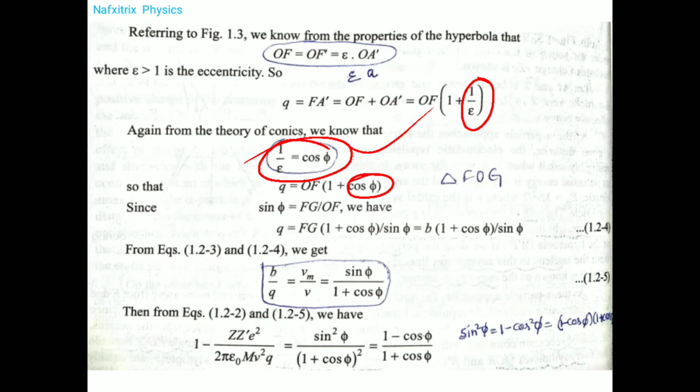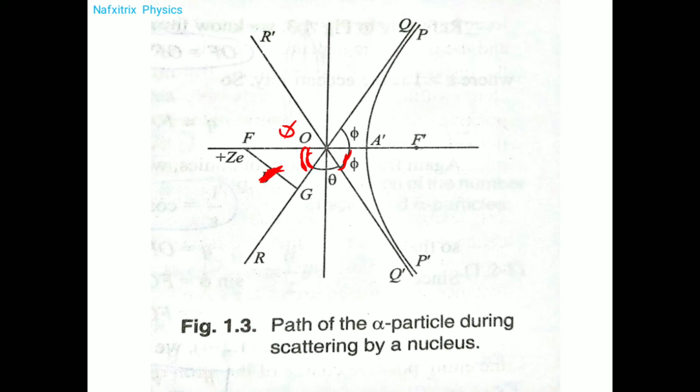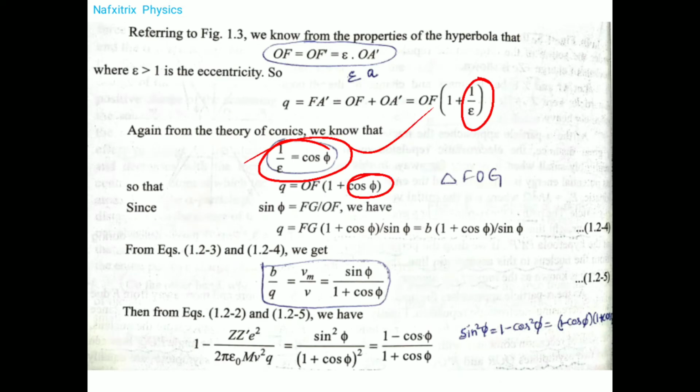And the next thing is sin phi. We need to find sin phi. What is sin phi? From this figure, if this angle is phi, this other angle is also phi, because it looks symmetric. So sin phi is nothing but the opposite side by the hypotenuse, that is FG by OF. Hence we have sin phi equal to FG by OF.